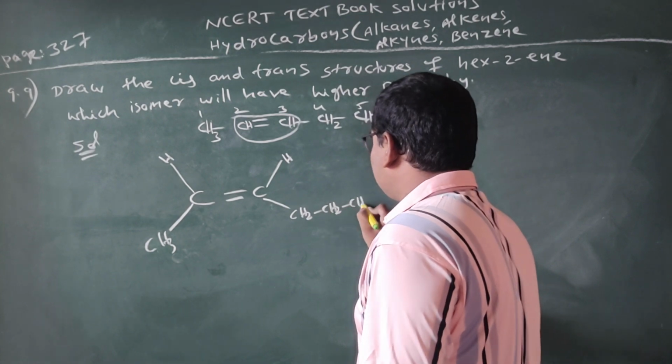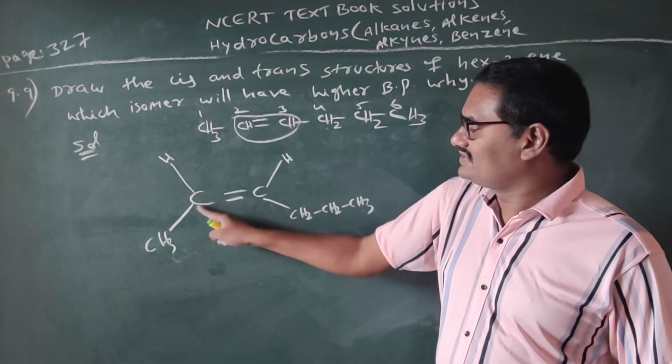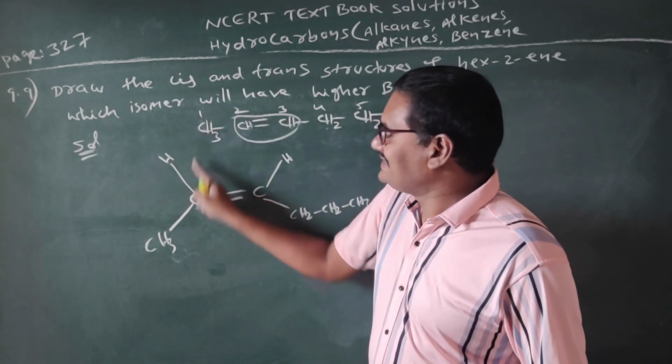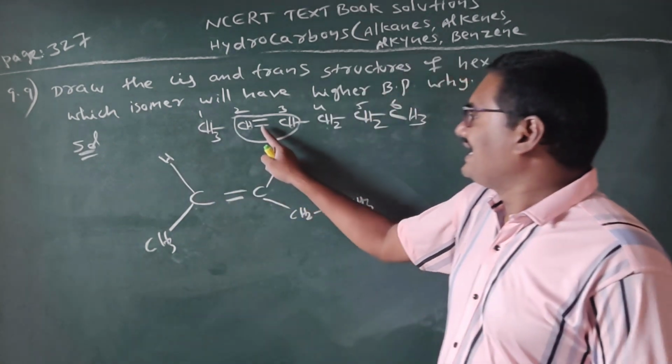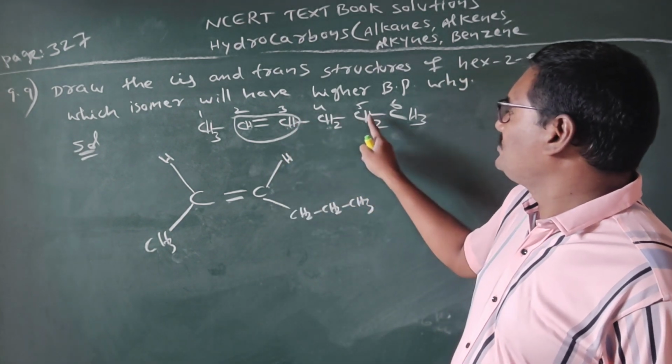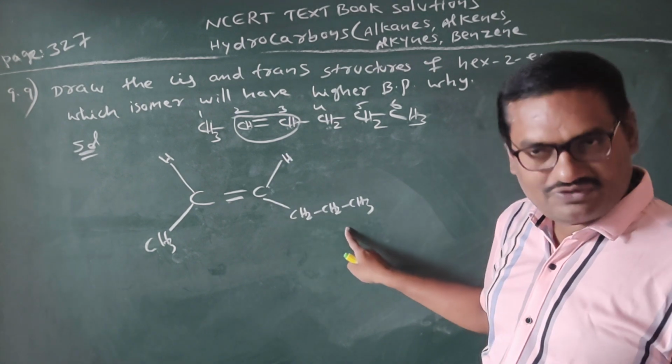CH2, CH2, CH3. Here see C double bond C. H is written on the upside. The remaining CH3 is written on the downside. Next, this one hydrogen is written on the upside. The remaining CH2, CH2, CH3 are written on the downside.